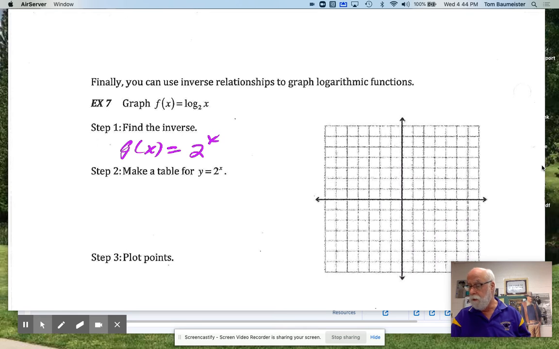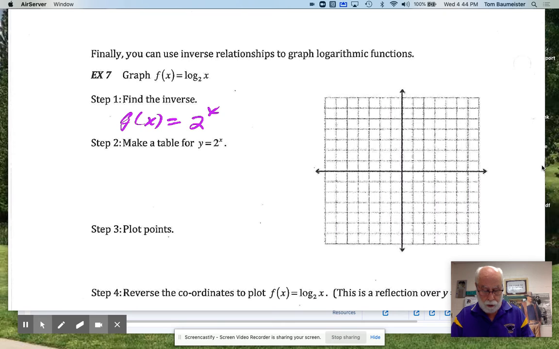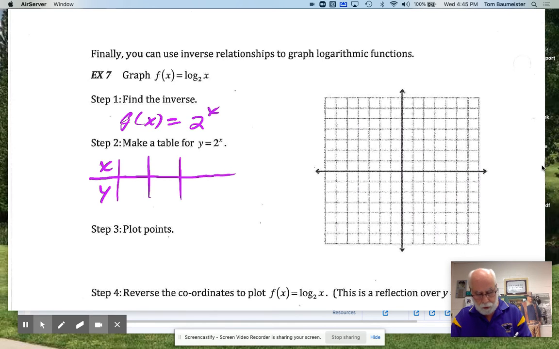Now what we want to do is make a table for y is equal to this, because g of x is just a fancy way of writing y. We always say f of x, but it doesn't matter. G of x, f of x. So we're going to make a table for that. I'm going to have x and y here. And remember, I like to have you do -2, -1, 0, 1, and 2.